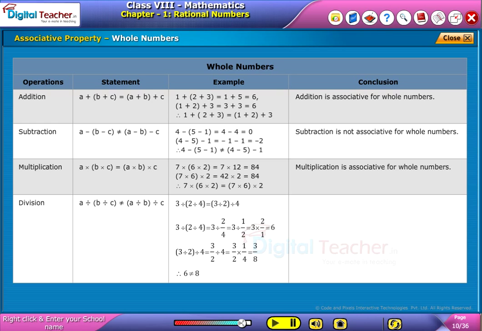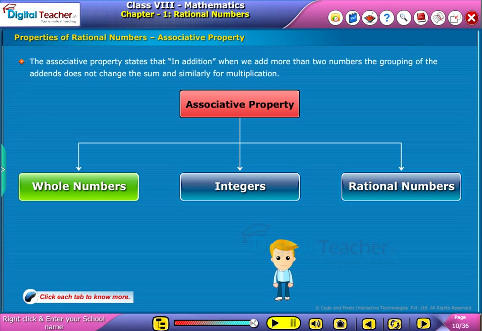2 by 4 we get as 6, and when 3 by 2 is divided with 4, we get 3 by 8. So, 6 is not equal to 8. It concludes that division is not associative for whole numbers.